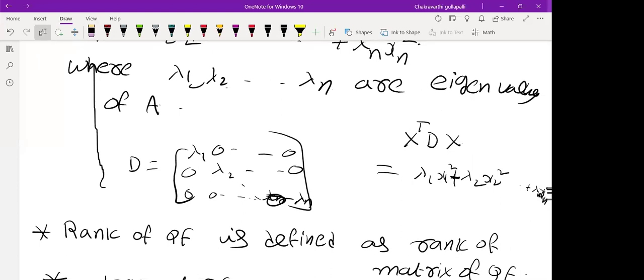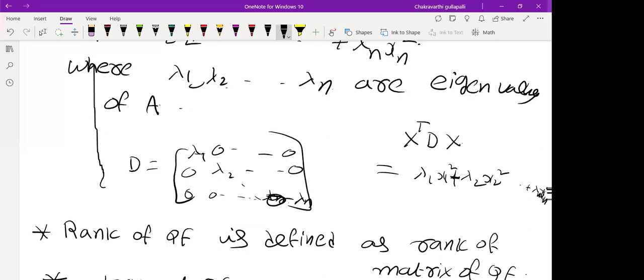How do you get the rank? D is already in echelon form. Lambda 1, lambda 2, ... lambda n are real numbers and they may be 0. So how many non-zero rows are there? The number of non-zero rows gives you the rank. How do you identify a non-zero row? Based on the eigenvalues. If the eigenvalue is 0, that row becomes 0. So the number of non-zero eigenvalues gives you the number of non-zero rows, and therefore the rank.